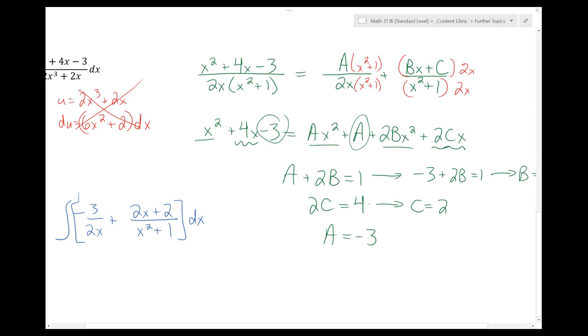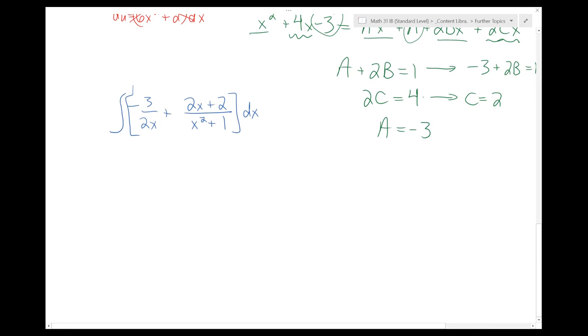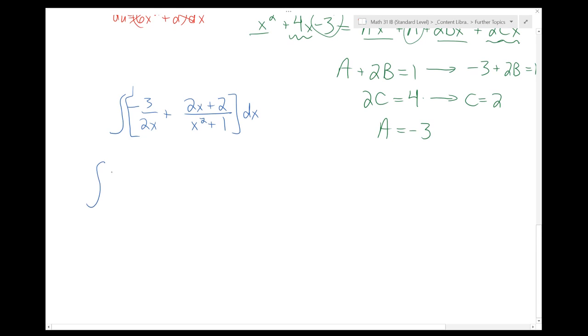Now, that second fraction seems to be in the same situation, but x squared plus 1 is a good denominator to have, because I know that's the denominator that leads to an arctangent. So I'm actually going to break that fraction up simply by distributing the division. So I've got the integral of negative 3 over 2x plus 2x over x squared plus 1 plus 2 over x squared plus 1.